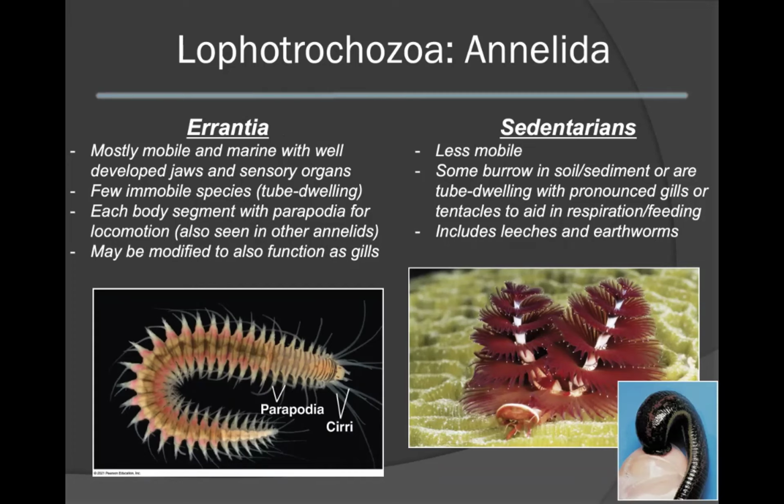The sedentarians are considered to be less mobile. Many of these species will burrow into the soil or the sediment and are tube-dwelling. They also typically have pronounced gills or tentacles to help aid in their respiration and feeding, despite the fact that they are immobile. These also include leeches as well as earthworms.